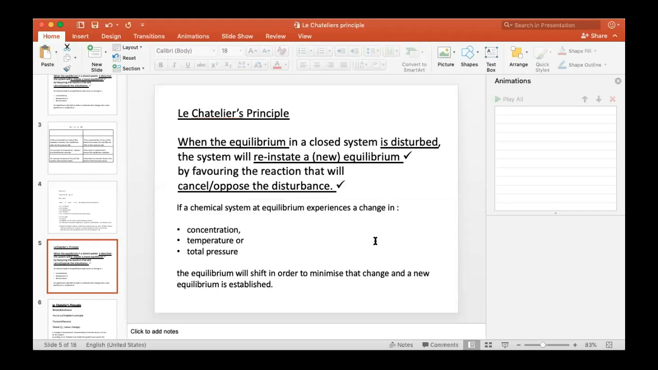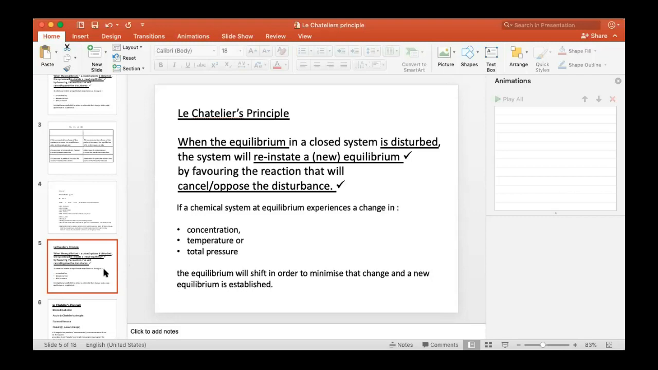Okay, so now we've looked at Le Chatelier's principle in action. You saw an explanation about Le Chatelier's principle, right? And we saw what will happen if there's a change in concentration of a reversible reaction. So if a system at equilibrium experiences a change, whether it's concentration, temperature, or pressure, the equilibrium will shift in order to minimize the change, and a new equilibrium is established, as you saw in that demonstration where we changed the concentration.